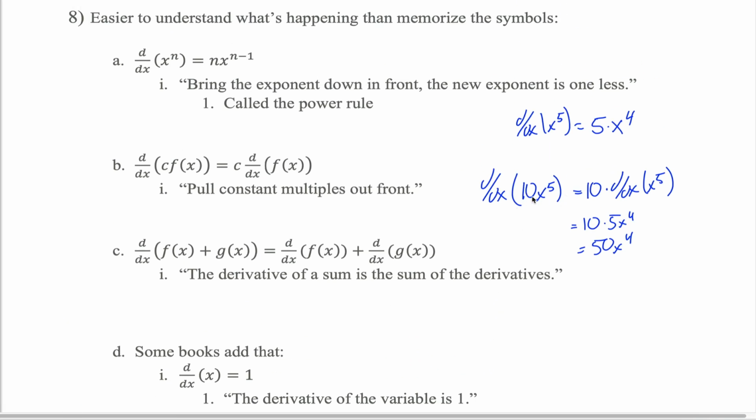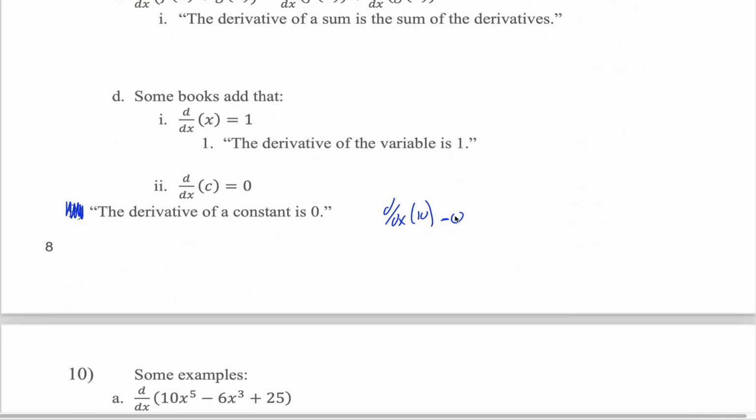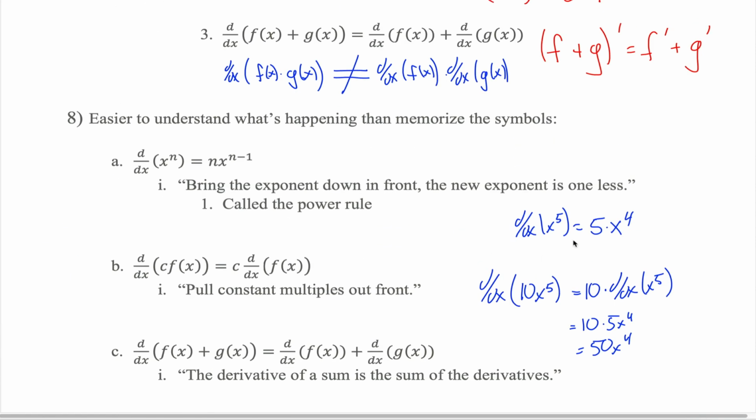We're taking the derivative of 10 times x to the 5th, and when we employ this rule, we bring the 10 in front of the derivative symbol, which prevents us from having to take the derivative of the 10, which would have produced the 0 had we taken that derivative. I think that can be really subtle.